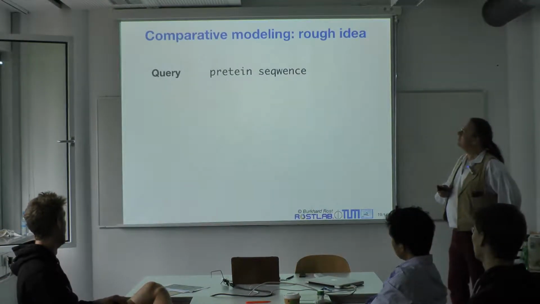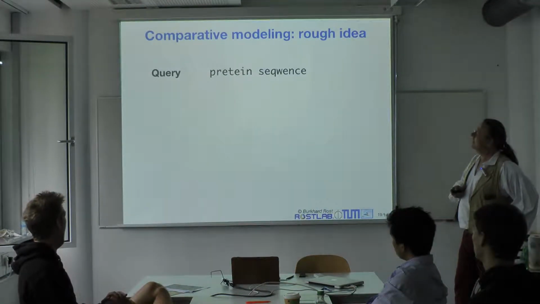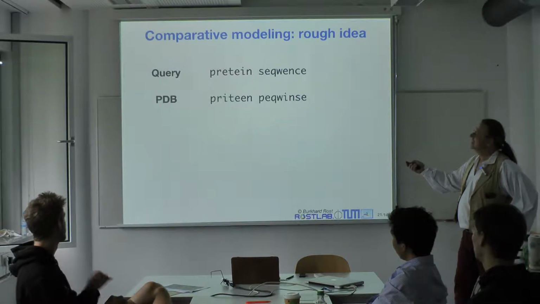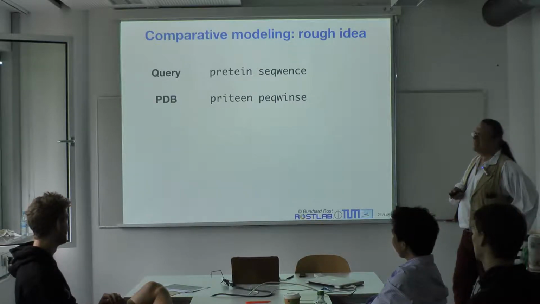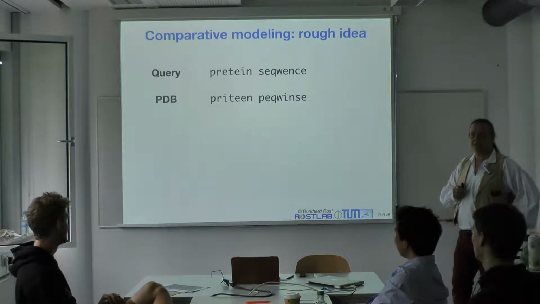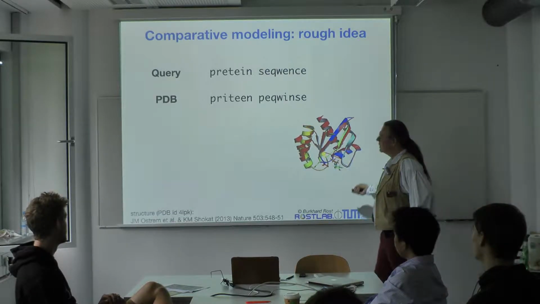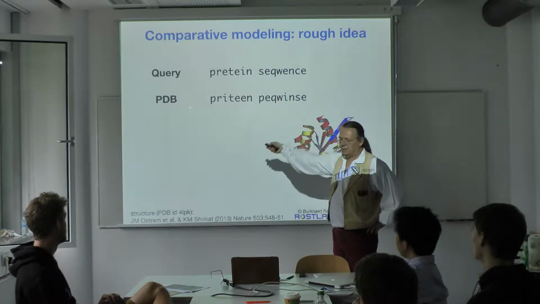The idea to do this is you start with a query here. You find in the PDB database a template. You find that template by essentially sequence aligning them, and then you look up the structure from the PDB protein.